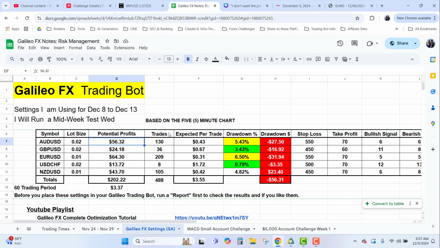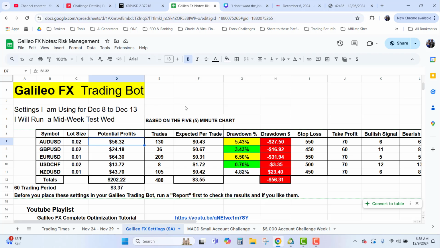All right, trades, nothing more than how many trades will it make in a 60-day period. Expected per trade is going to be 43 cents for every Euro USD buy, $1.72 for every USD Swiss francs that it buys, and so forth. It's the expected profit per trade that you will get over the course of the next 60 days.